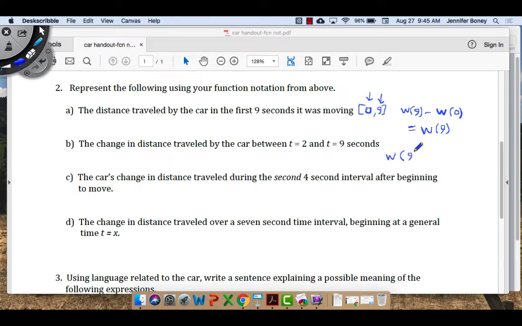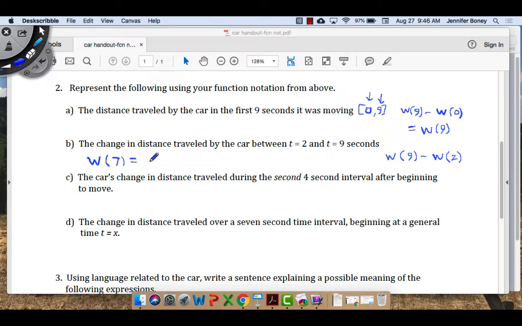So the next ones were the ones that were a little bit more challenging. So w of 2 probably would not be 0, nor would w of 9. So we'll just have to leave that as this. Let me ask this question. W of 9 minus w of 2, is that the same as w of 7? No, what would w of 7 mean? W of 7 doesn't mean anything about time 2 and time 9.